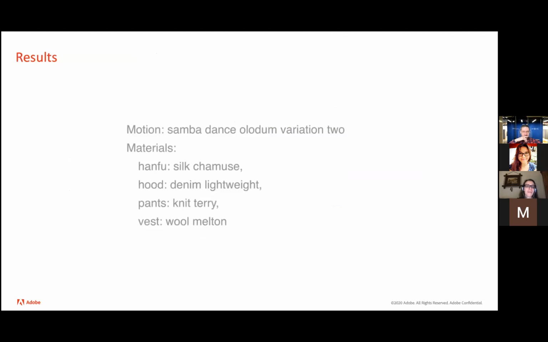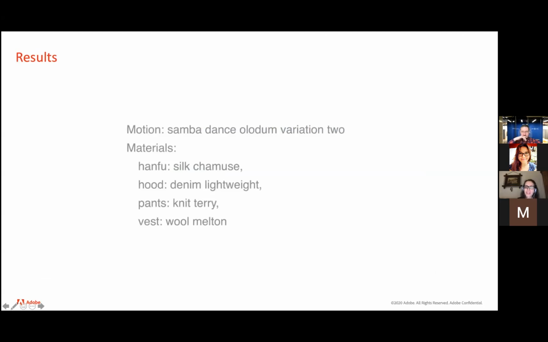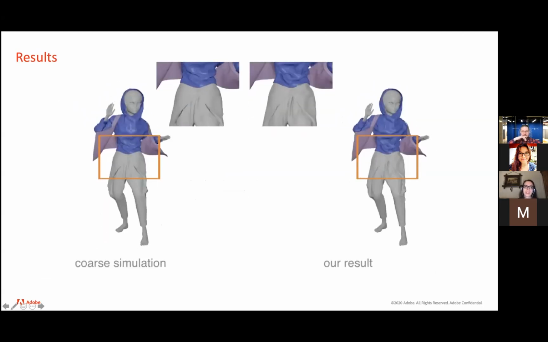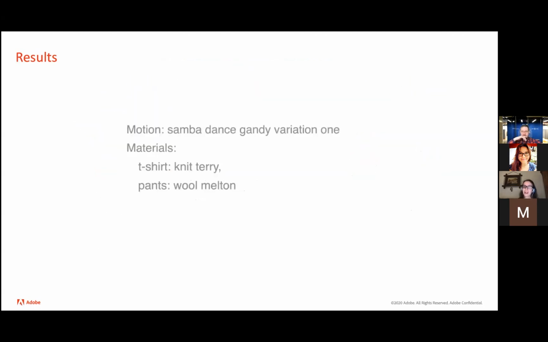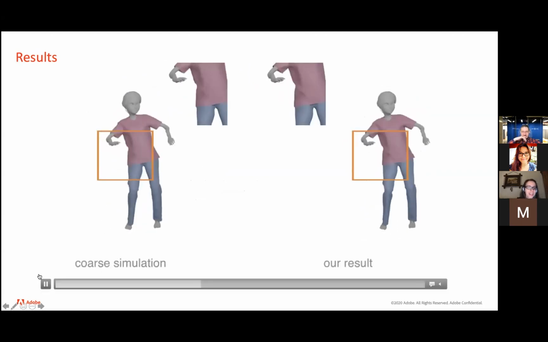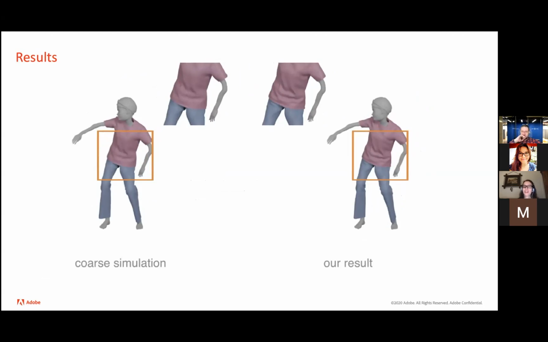And here are some results. So you will see results with different garment types made from different materials. You'll see the coarse simulation on the left and our result on the right. Maybe I'll stop at some zoomed point. So if you look at these zoomed versions, the system just adds more detail so that the results look more vivid.